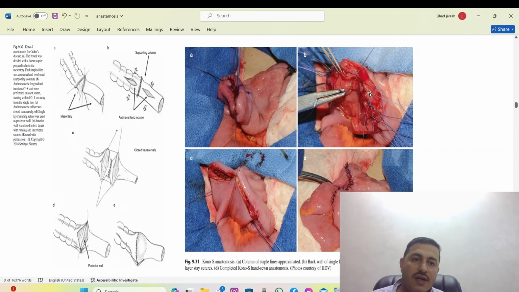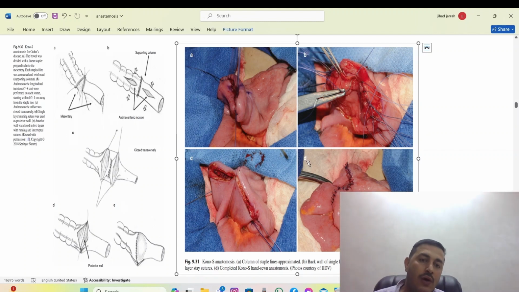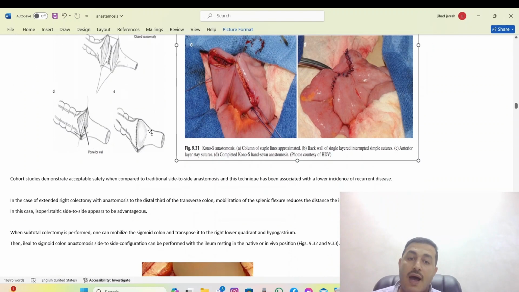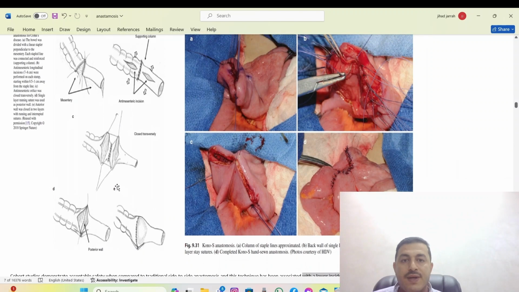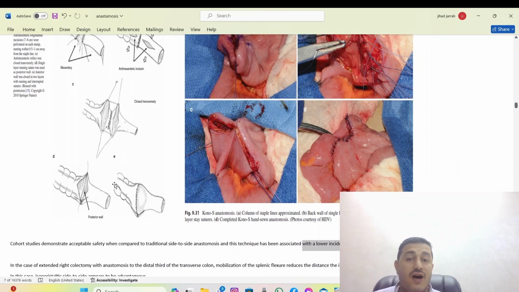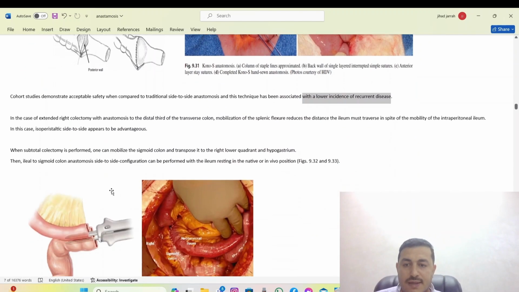This is how it looks intraoperatively. I don't think that it's clear for you 100%, but you can look at picture number D, where the final result is. Actually, this was created for Crohn's disease, but why not use it for other pathologies? And if we are talking about Crohn's disease, it is associated with a lower incidence of recurrence of the disease. So this is also another way to deal with size discrepancy.